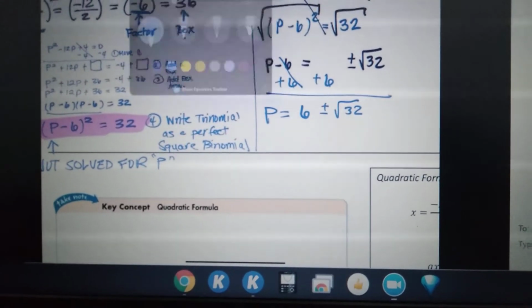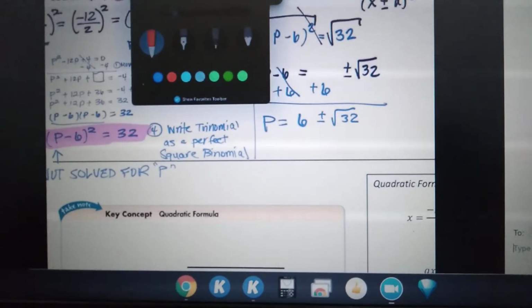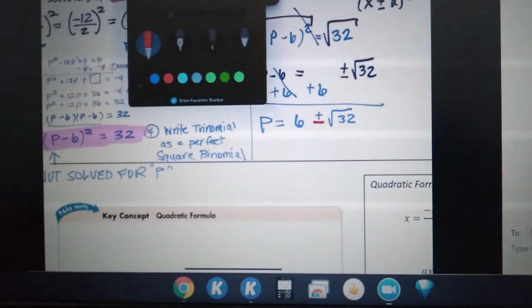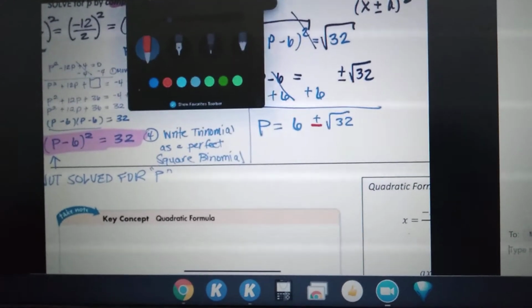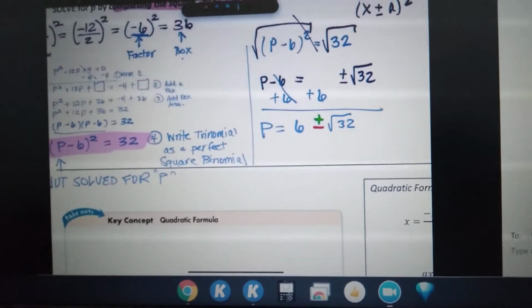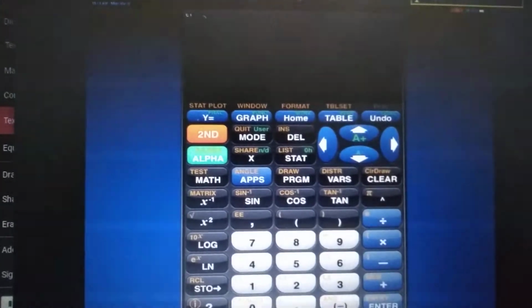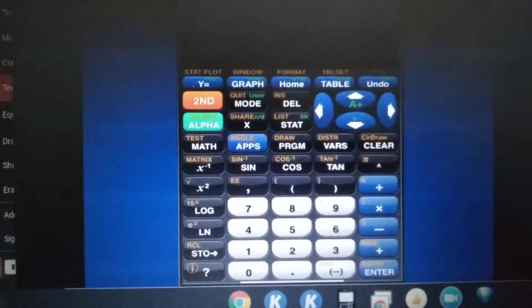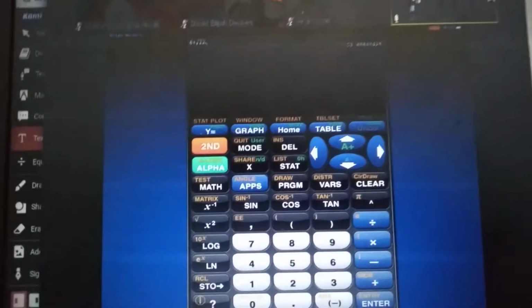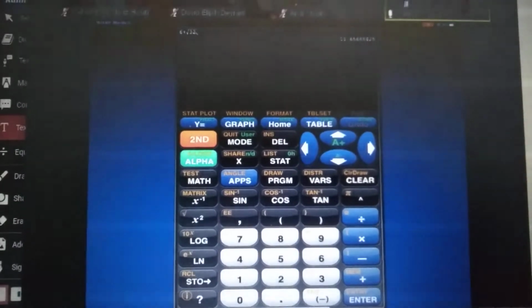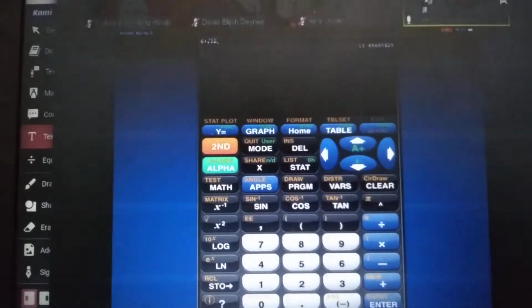Okay. Please remember, I have 2 answers. One is minus, and the other one is plus. So I'm going to go to my calculator. All right, calculator, here it is. Calculate for me. 6 plus, we're going to do a plus first. Plus, second, x squared gives me the radical, 32. Enter. I get 11.656. I'm going to round that to 11.7. Everyone understand?